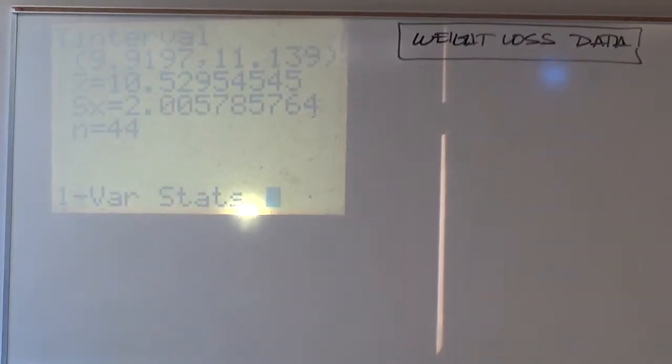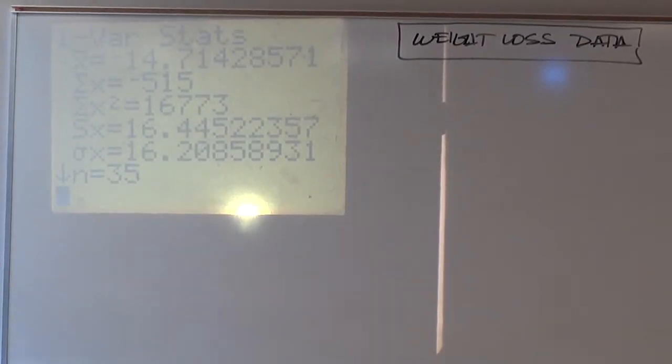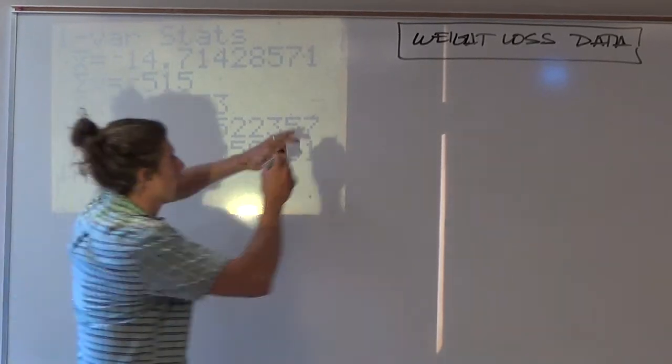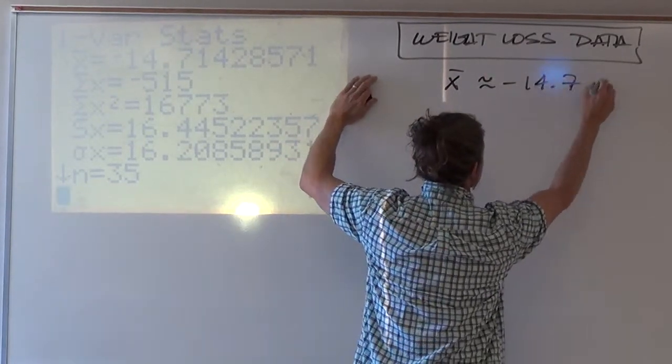And I put mine in L1. Did you put yours in L1? I'm assuming you did too. Just press enter. Boom. 35 data points. We got a bunch of stuff here, which is fantastic. The very first one, x bar, is about negative 14.7 pounds.